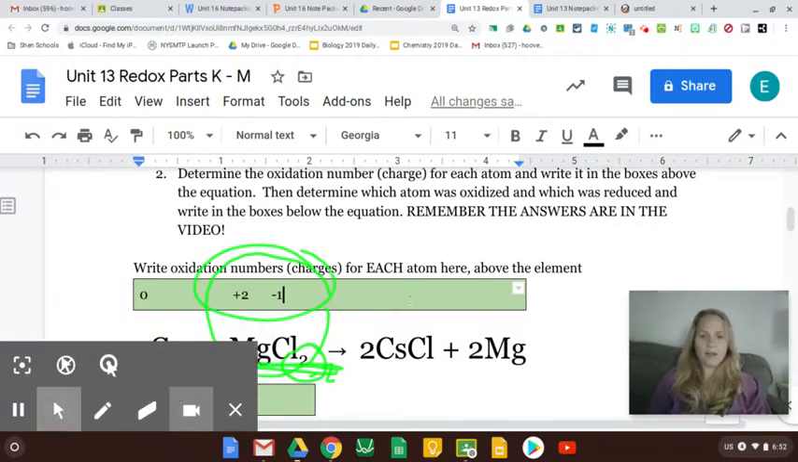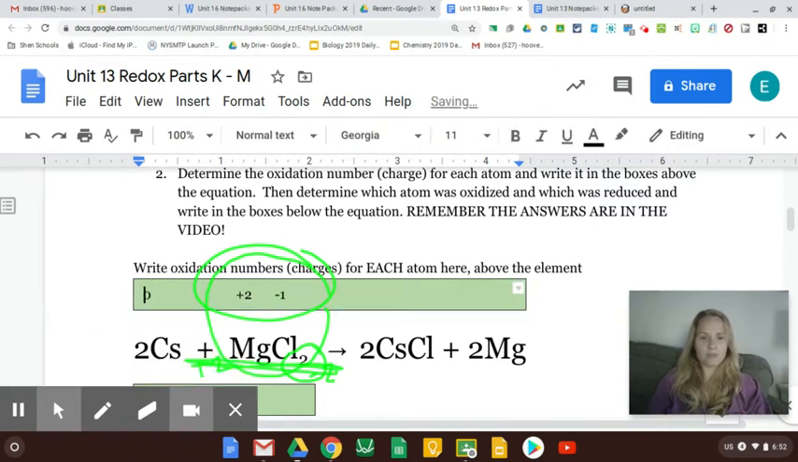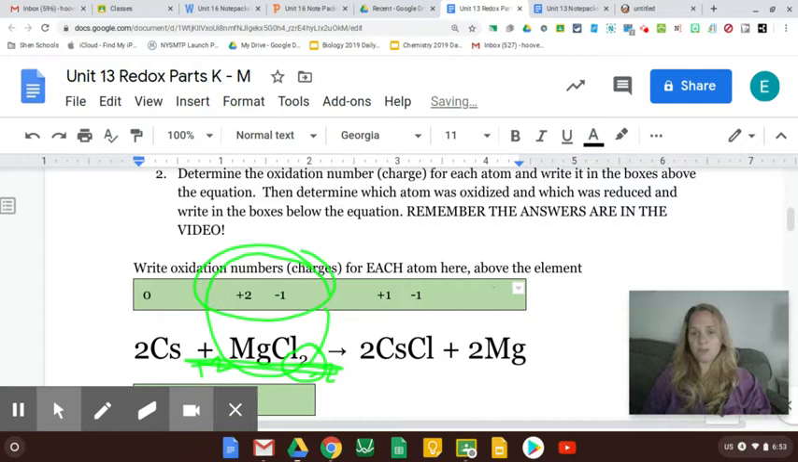All right, so then I'll space over to the next one. Cs, if I look in the top right corner, it says +1. And so Cl must really be -1, and it is if you look it up. And then Mg, I'm like, oh, I remember Mg. It was my +2. But wait, it's alone, so it is a 0.